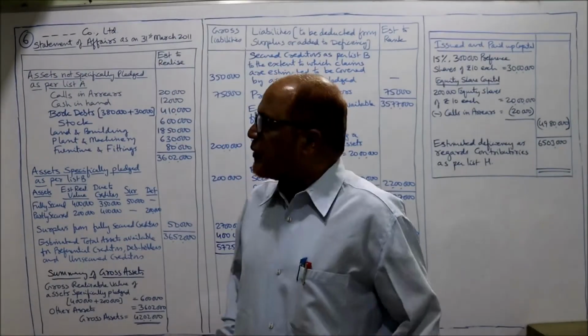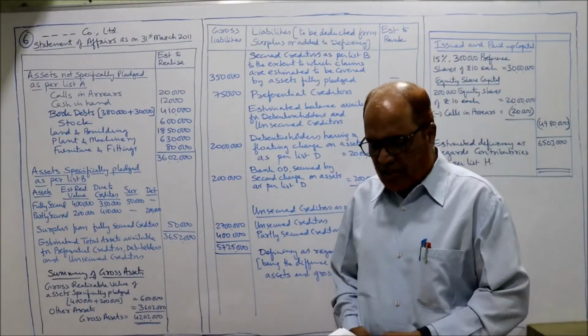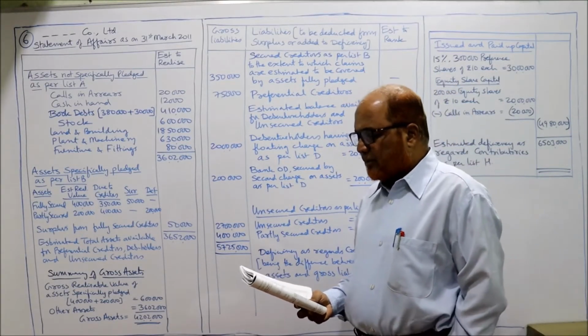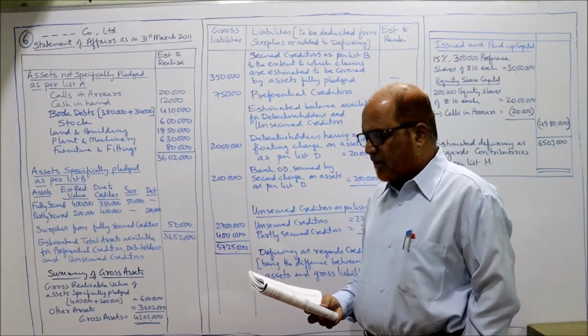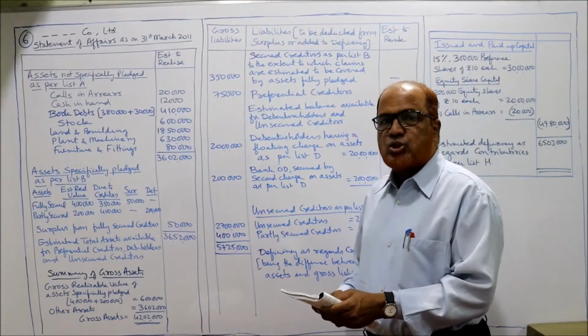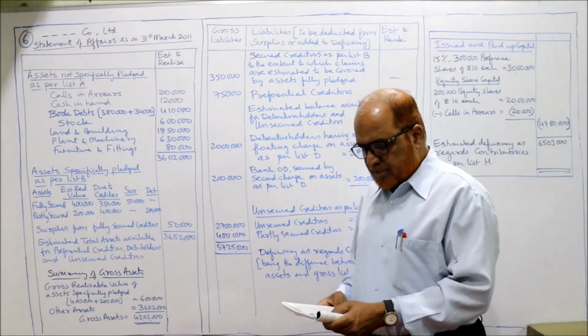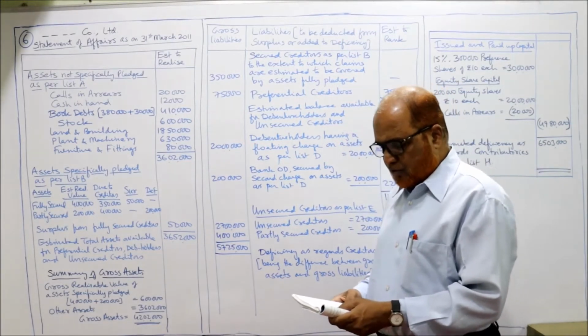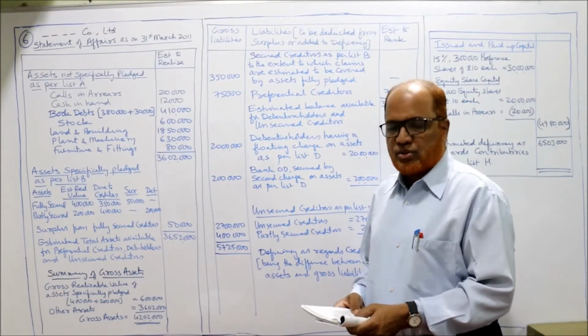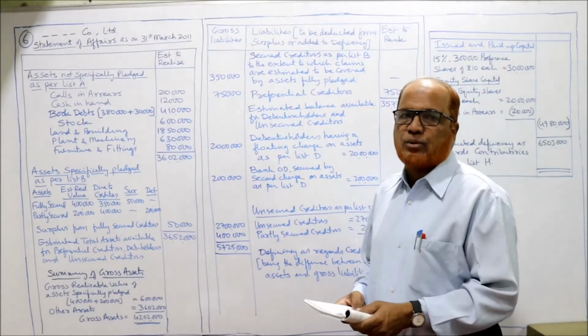Come on, now we'll start problem number 6. See carefully problem number 6. The following information was extracted from the books of a limited company on 31st March, on which date a winding up order was made. Equity share capital, 2 lakh shares of rupees 10 each, 20 lakhs. 15% preference share capital, 3 lakh shares of rupees 10 each, 30 lakh. Then calls in arrear 40,000, estimated to produce 20,000.